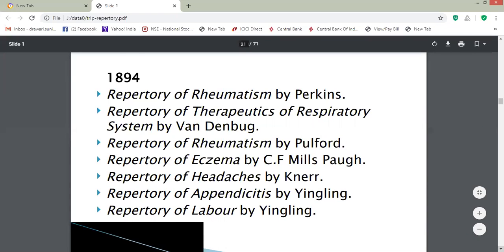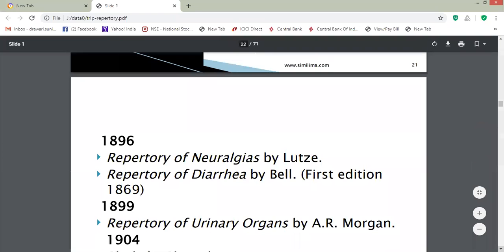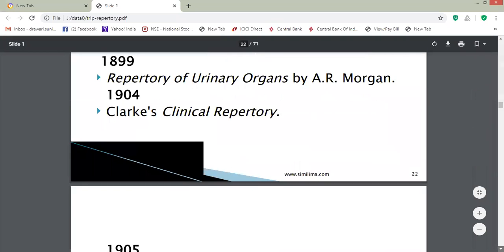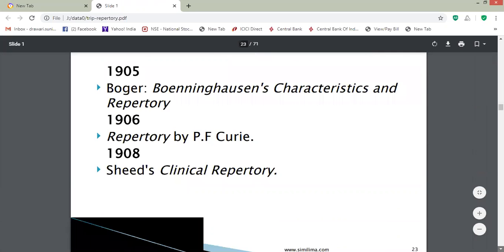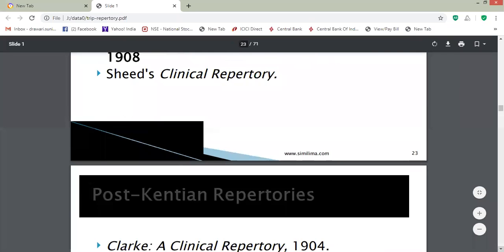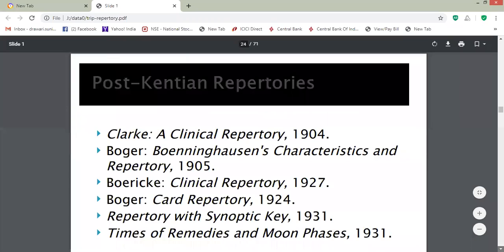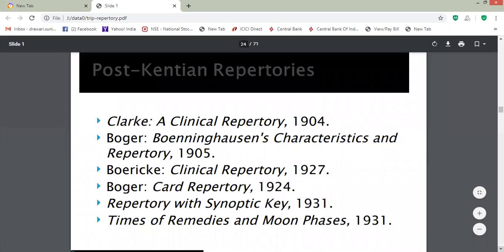In this way, the different repertories were published in different years, and it was also called different eras of repertory. So this is the post-Kentian era, and many times a short note was asked on the post-Kentian era. Post-Kentian era means after the publication of Kent's repertory, after the time of Dr. Kent, which repertories got published and how they got published.